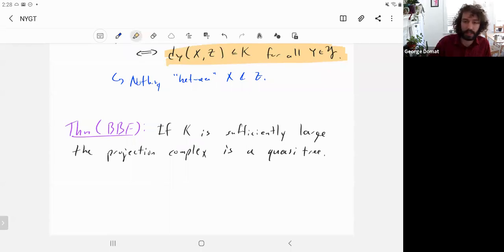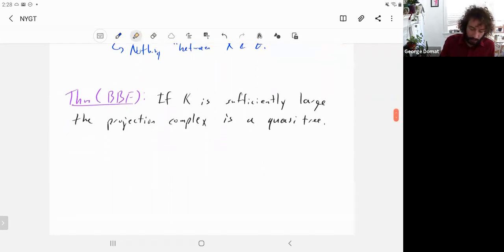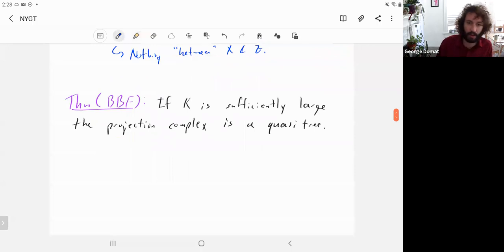And so for us, we're really just going to use the projection complex and these axioms. We're not actually going to need that it's a quasi-tree, but I think this gives a nice intuition as to why you would think that building this quasi-tree would be useful in trying to get something like this free product out. So this kind of gives intuition.